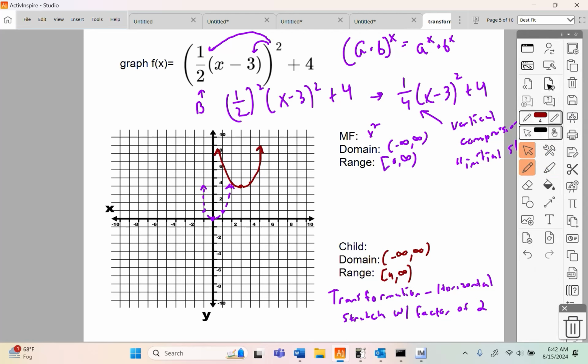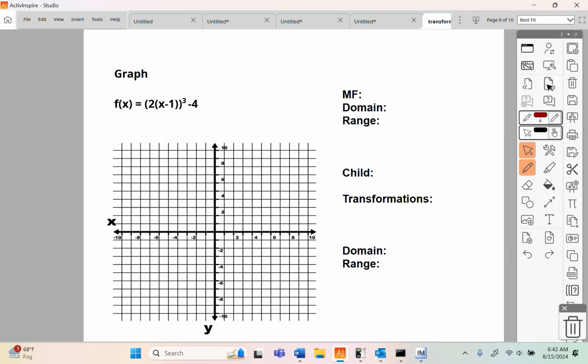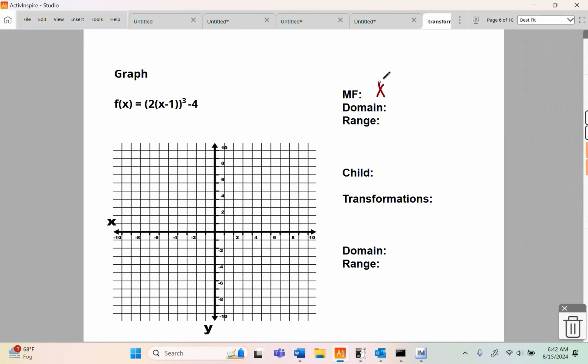I think up next in your notes is probably absolute value. No, it's a cubic. So same property. By the way, let's do mom first. Mom is x cubed. Her domain is going to be negative infinity to infinity. Her range is going to be negative infinity to infinity. And x cubed is the one that's tall and skinny. See, it's going to pass through 2, negative 8, and 2, positive 8.